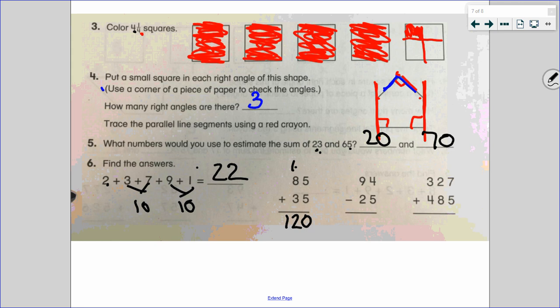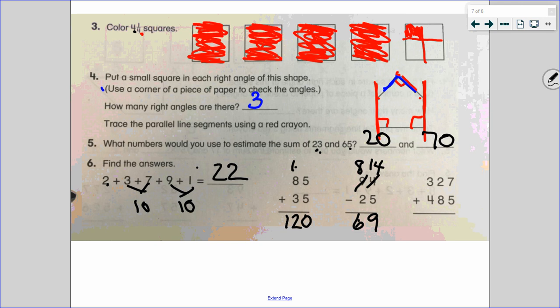94 minus 25. Oh, I'm subtracting, so I'm going to look at my ones. 4 minus 5. Well, 4 is smaller than 5, so I need to regroup. My 9 tens become 8. I bust it apart, add it to the 4 I had, and now I have 14 ones. 14 minus 5 equals 9 now. And now I can move to my tens. 8 minus 2 equals 6. 69.